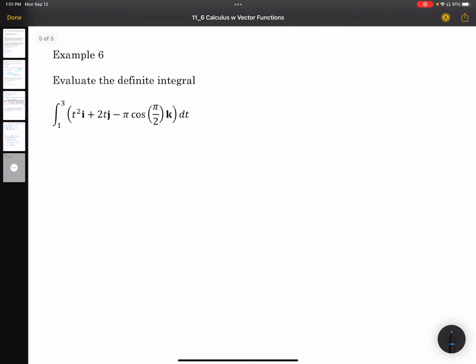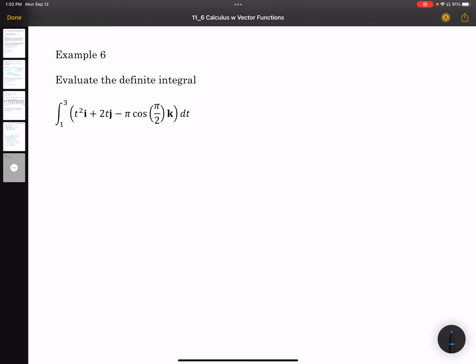And for our last example, we have finding the definite integral of this function. So we're going to write this in component form. We'll call this r prime of t. So r of t is going to equal the antiderivative of t squared, which is 1/3 t cubed. We're going to write it in component form though, so t cubed over 3, and the antiderivative of 2t is just t squared.